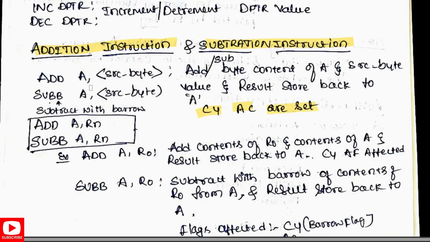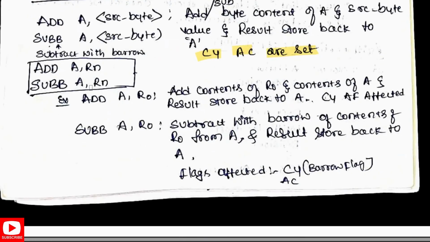So let us see ADD A, R0. Here the contents present in R0 and the contents of A get added, and the result will get stored back in A itself. So here CY and AC will get affected if there is a carry. SUBB means subtraction. SUBB A, R0 subtracts with a borrow the contents of register R0 from A, and the result will get stored back in A.